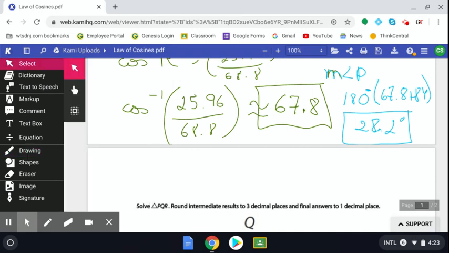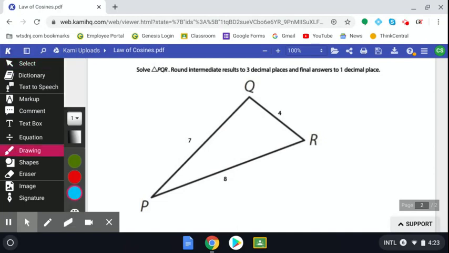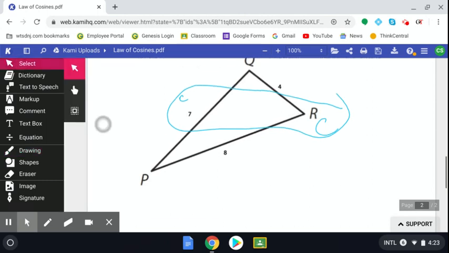There's one more problem here, which in this case, they gave you three sides. They want you to find the three angles. So you're going to have to use the law of cosines twice, and then find the third angle by subtracting the sum of two angles from 180. So let's say I choose to find angle R first. So this is going to be my C, as if it were my angle C. And then I'm just going to set it up.